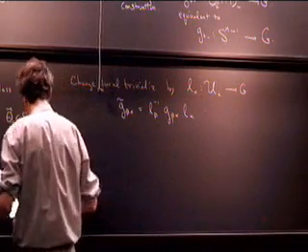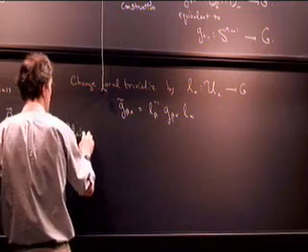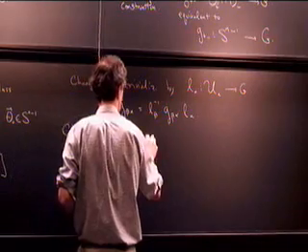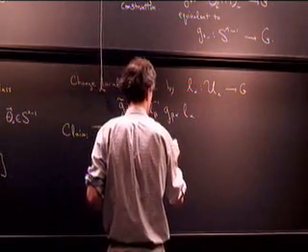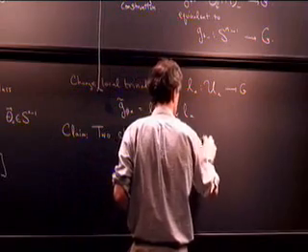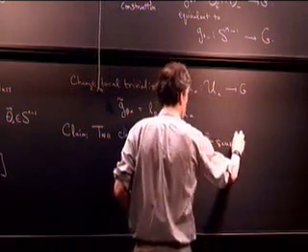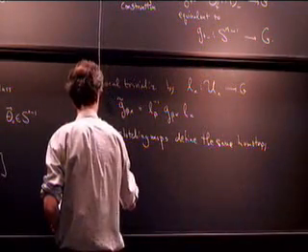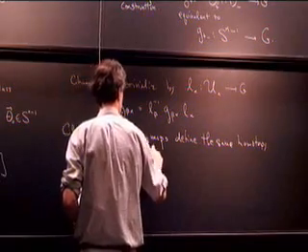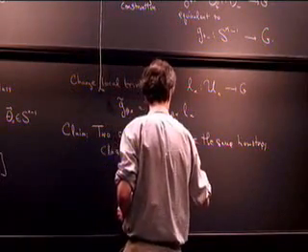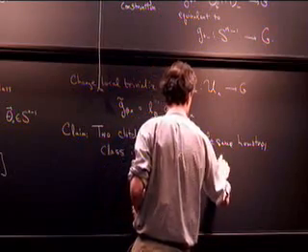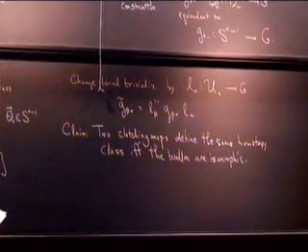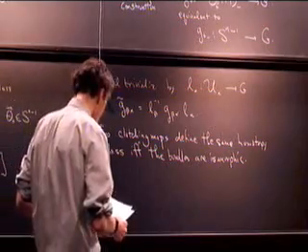So now I claim that two clutching maps define the same homotopy class if and only if the bundles are isomorphic. Okay. And so now let's check that claim.